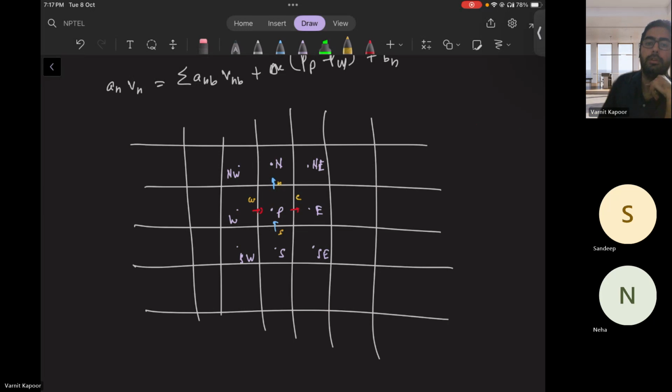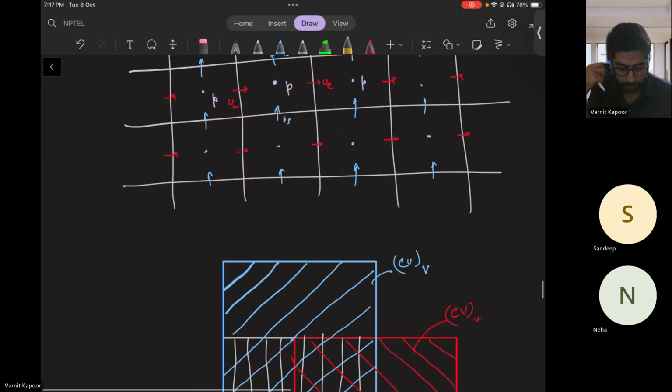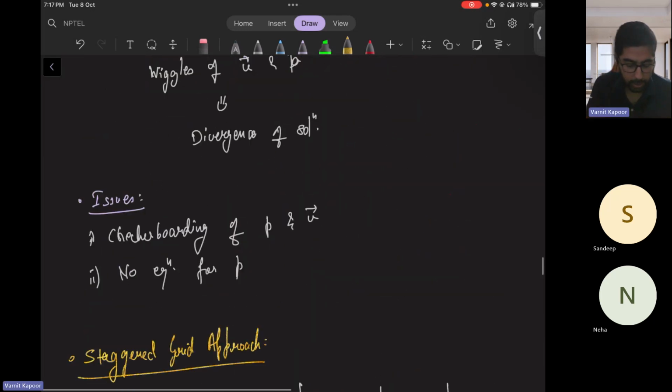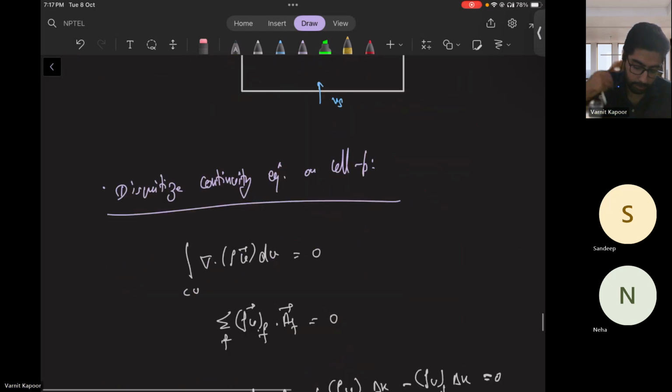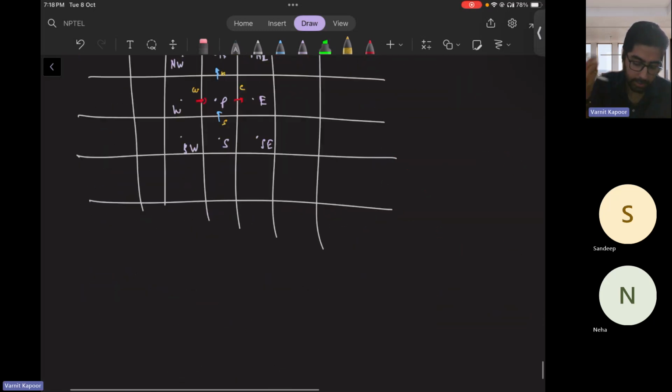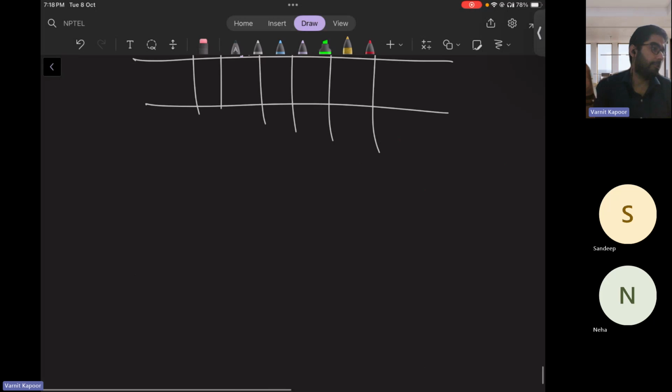Okay, so the SIMPLE algorithm fixes the second difficulty. The first issue was checkerboarding of pressure and velocity. The second is no equation for P. Making a staggered grid eliminates the difficulty of checkerboarding, and using the SIMPLE algorithm fixes the second difficulty.